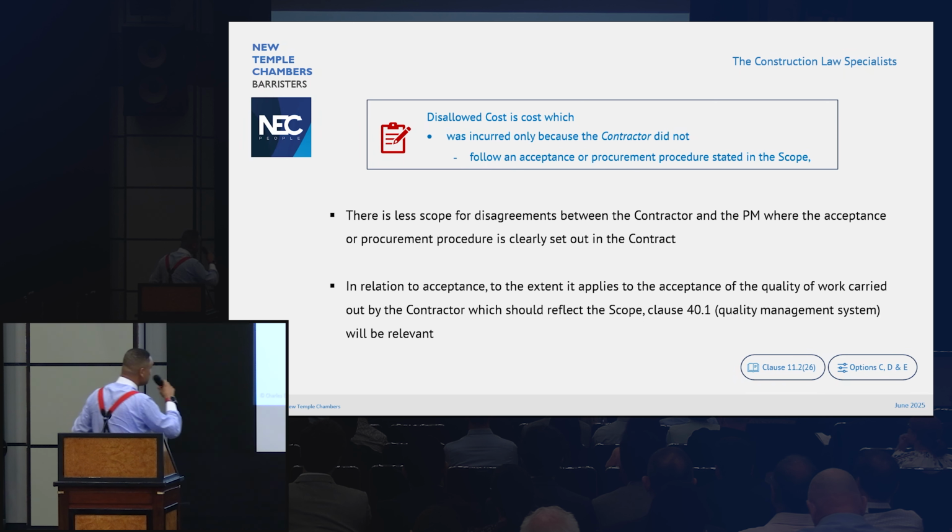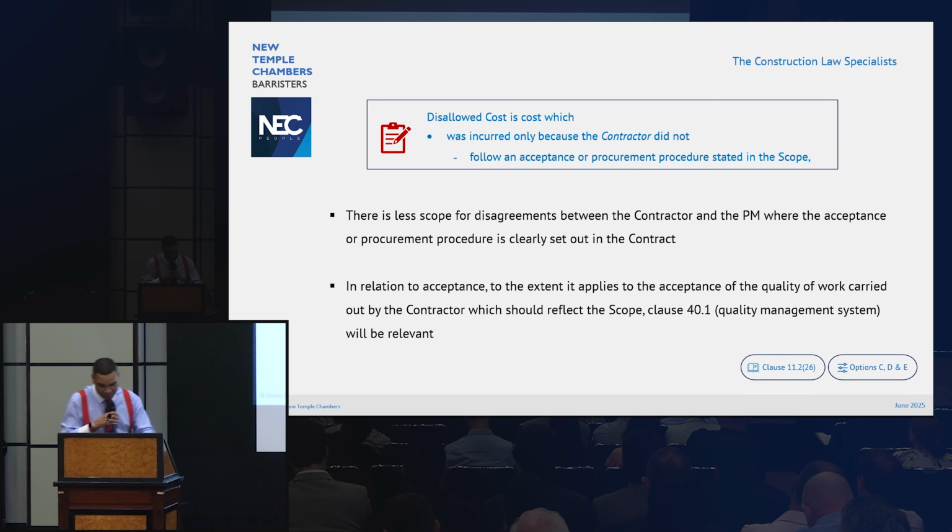In relation to scope, the point I've made in the second bullet point concerns the extent to which acceptance involves the quality of work that's been carried out to reflect the scope. Now, we've got clause 40.1, which again would deal with the quality management system. So if the contractors adhere to the contract and ensure compliance, subject to whatever system they've got in place, that in itself would reduce the level of disagreement.